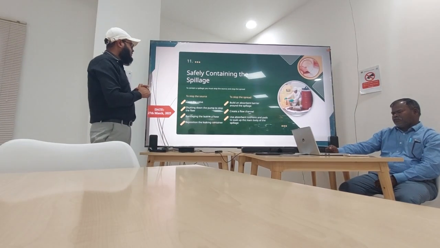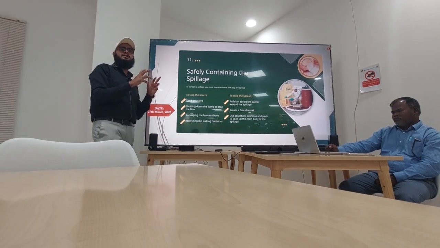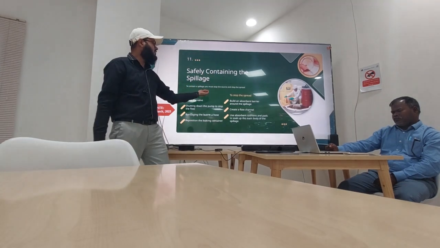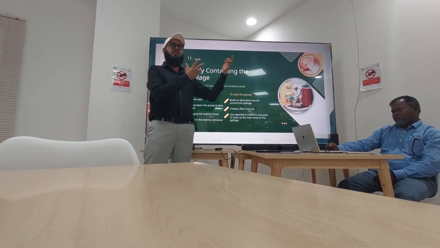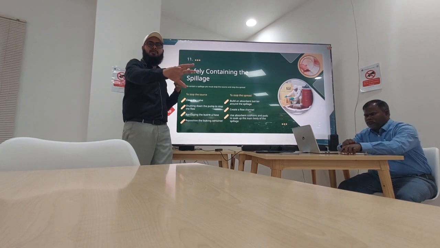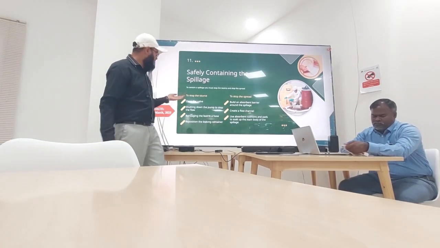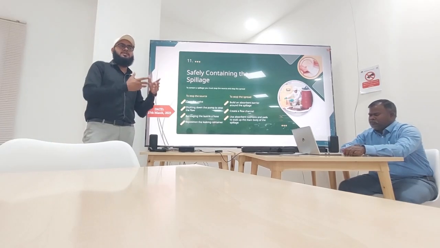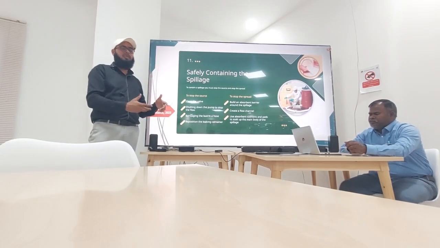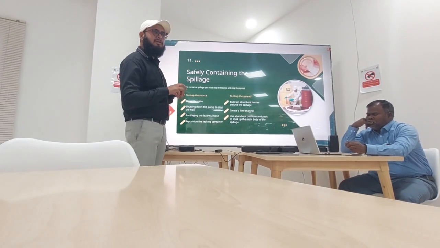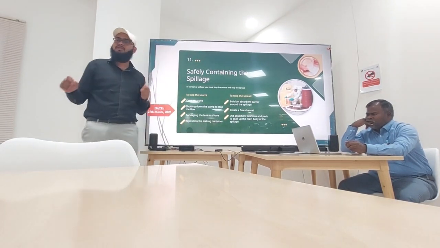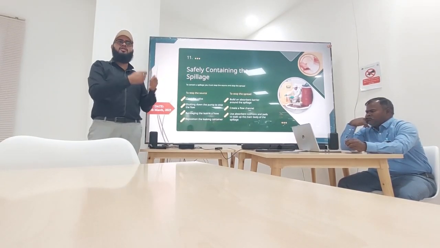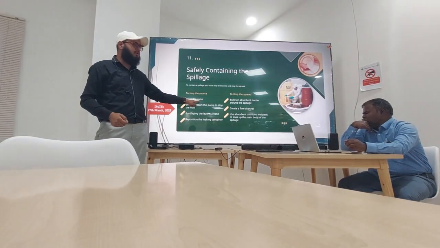Now, safely containing the spillage. When any spillage happens, there are two things: first, the source, and second, the spread. That is, where it was generated and where it will impact or affect. So first, it is important to stop the source. For example, if a responder went there and saw a drum lying down with chemical continuously leaking, how will he stop the source? He will lift up that drum so it does not leak further, and close the valve if possible.